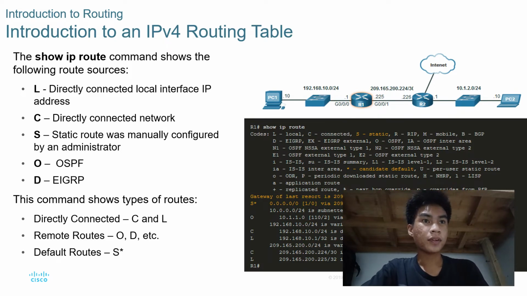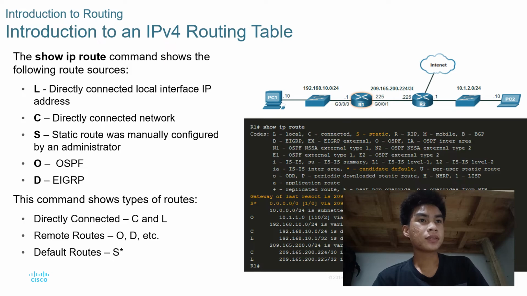Routers R1 and R2 are also using the OSPF dynamic routing protocol to exchange routing information. In the example routing table, R1 has a route entry for the 10.1.1.0/24 network that it learned dynamically from router R2 via the OSPF routing protocol.